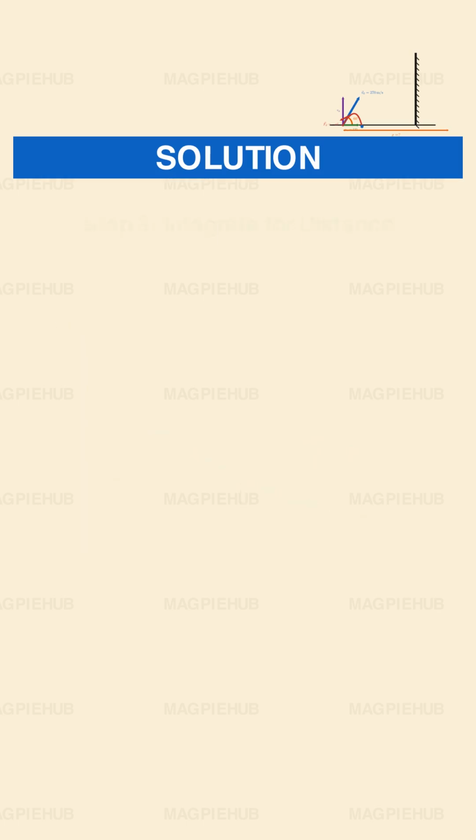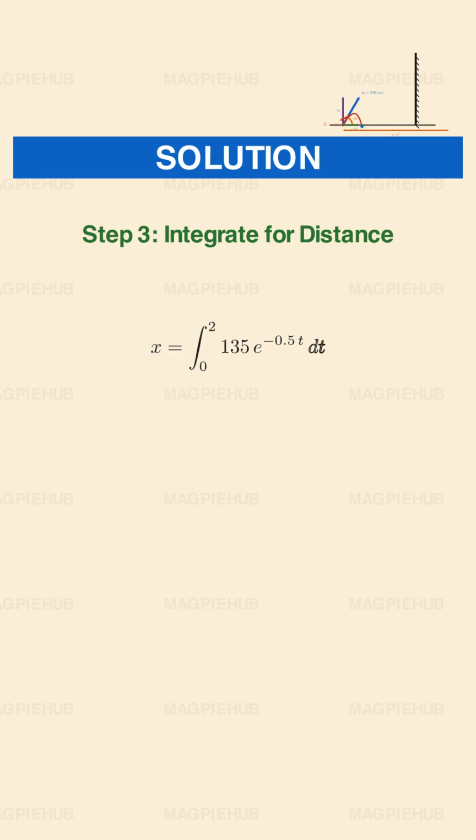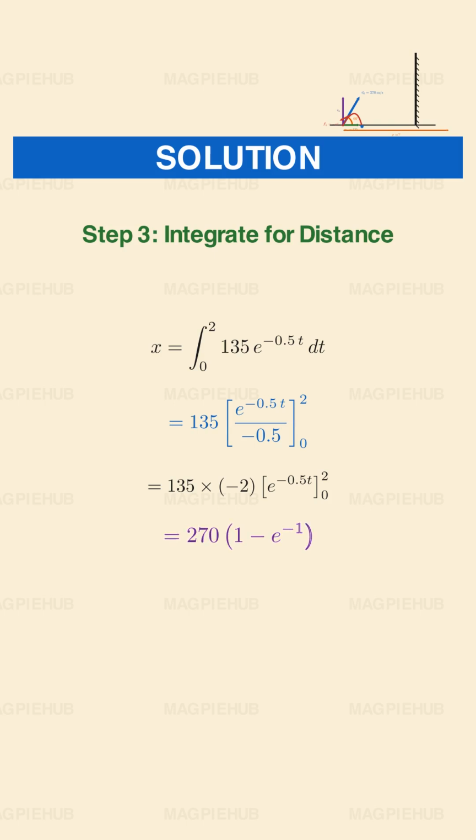Now we integrate the velocity to get horizontal displacement. x equals the integral from 0 to 2 of 135 e to the minus 0.5 t dt. The integral of e to the minus 0.5 t is minus 2 e to the minus 0.5 t. So x equals 135 times minus 2 e to the minus 0.5 t, evaluated from 0 to 2. This gives us 270 times the quantity 1 minus e to the minus 1.